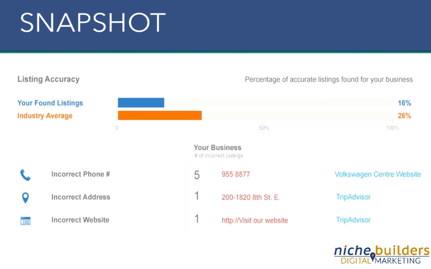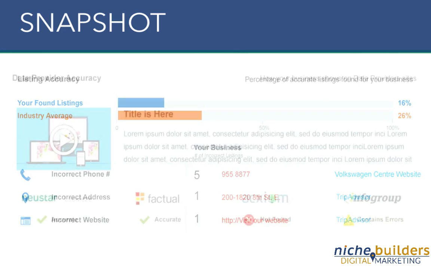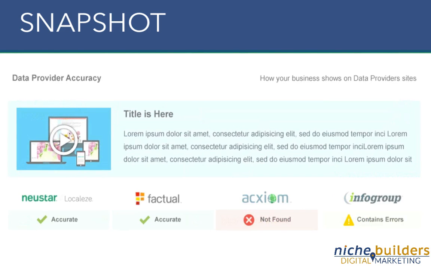Now let's talk about data provider accuracy. These 4 companies control all the data online. This is the listing distribution solution. Newstar, Factual, Axiom, and Info Group. They take that data, they push it out to 309 places. We had a great little video that we play right here that talks all about listing distribution.